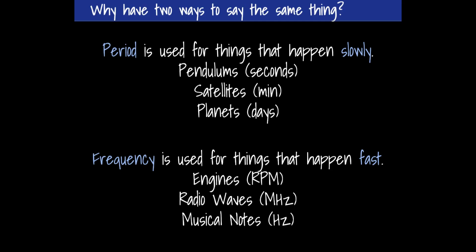Period is used for things that happen slowly. For example, we often talk about the motion of a pendulum in terms of its period in seconds. And that's not really surprising because pendulums were used in early clocks as the mechanism to create regular intervals of time to move the hands around the face of the clock. So pendulums are measured in seconds, and we describe them in terms of their time period.